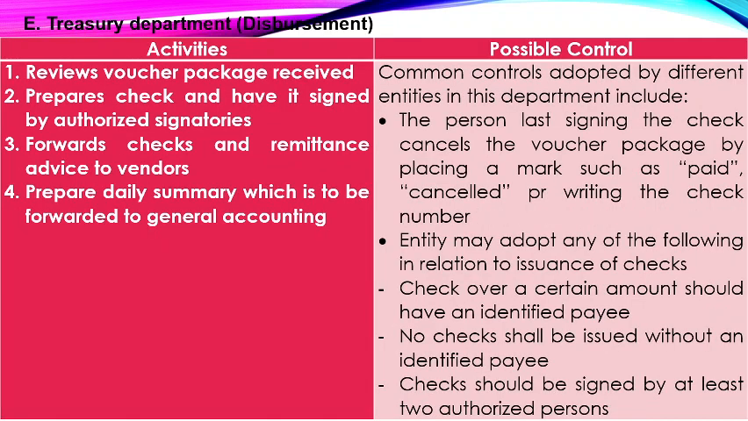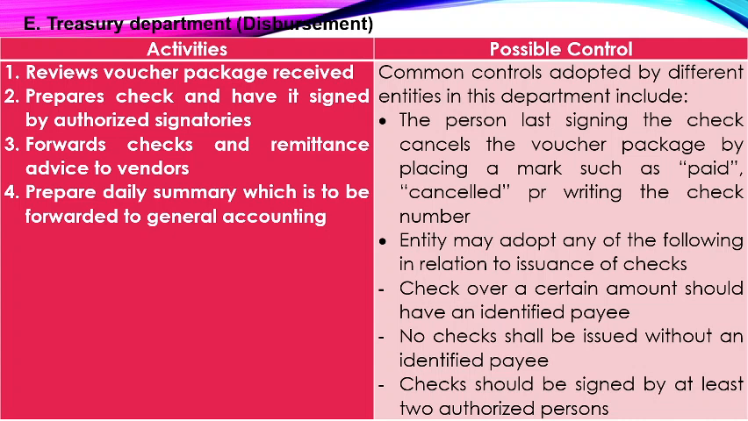For the Treasury Department or the disbursement, the activities here are to review voucher package receipts, prepare checks and have them signed by authorized signatories, forward checks and remittance advice to vendors, and prepare a daily summary to be forwarded to general accounting. The possible control for this is that the person last signing the check cancels the voucher package by placing a mark "paid" or "cancelled" and writing the check number.